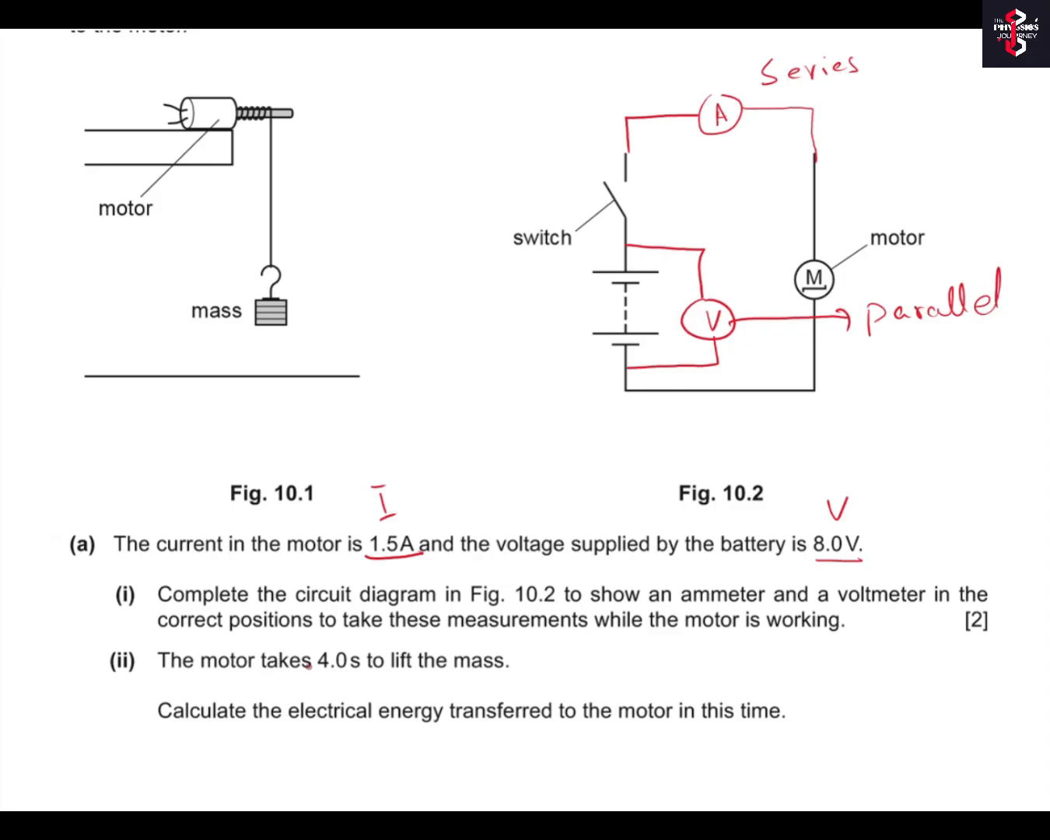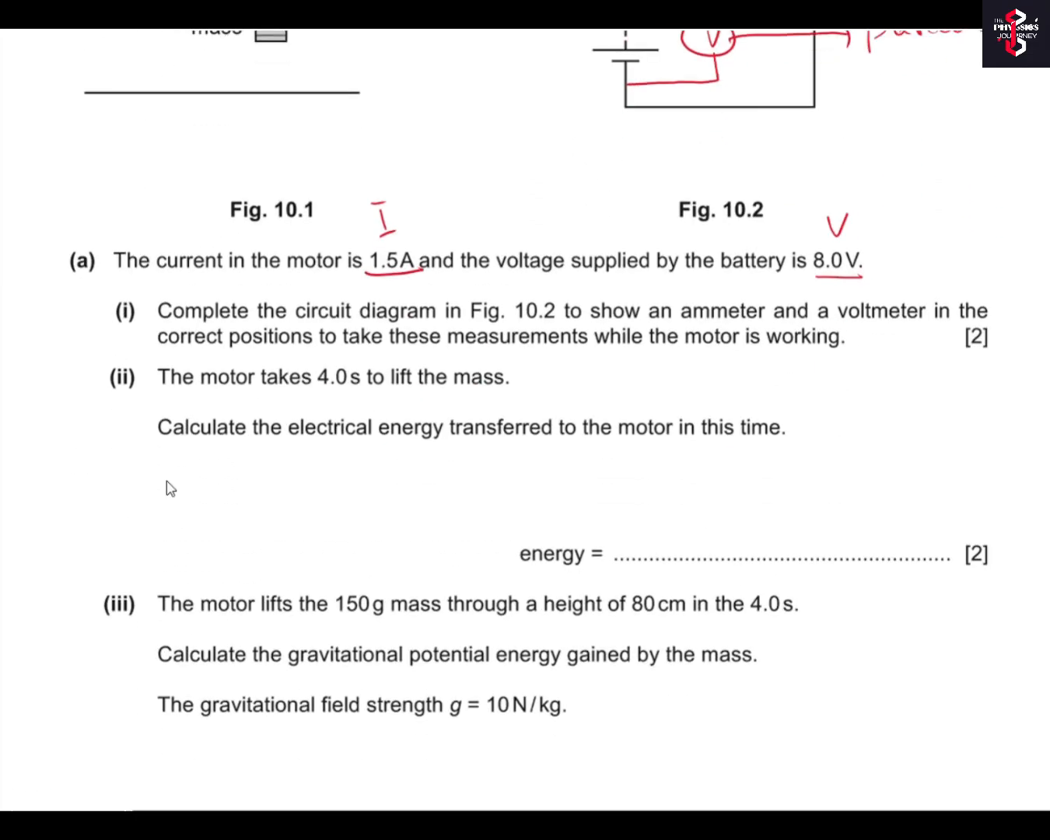The motor takes 4 seconds to lift the mass. Calculate the electrical energy transferred to the motor at this time. So electrical energy equals power times time, and power equals V times I, multiplied by time. V is 8 volt, I is 1.5 ampere and time is 4 seconds. So by multiplying all of these terms we will get 48. Our answer will be in joule as it is energy, so the answer is 48 joules.